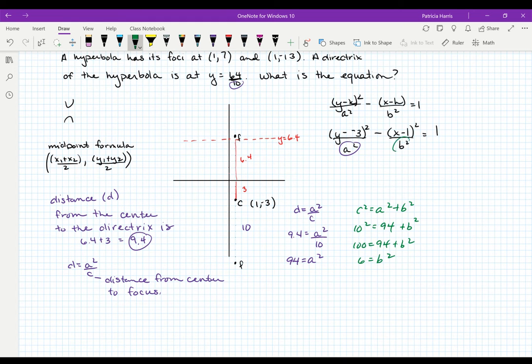Okay, so now I have this. Now I'm ready to write my equation. That's some very messy work. So my final equation is (y plus 3) squared over 94 minus (x minus 1) squared over 6 equals 1. And that is my final equation. Oh dear, that is a very strange looking rectangle.